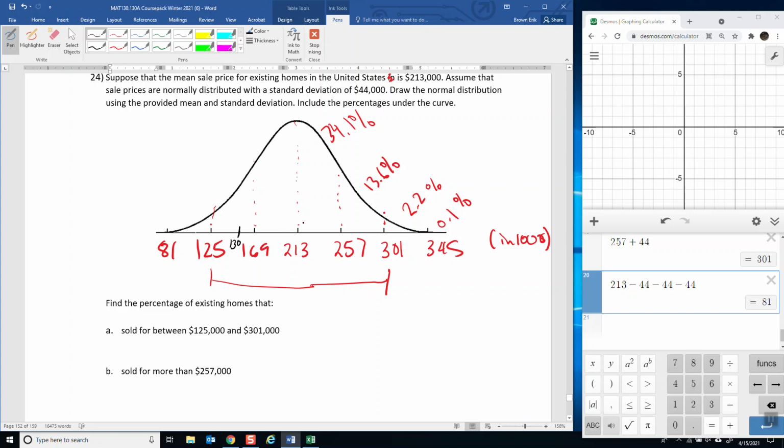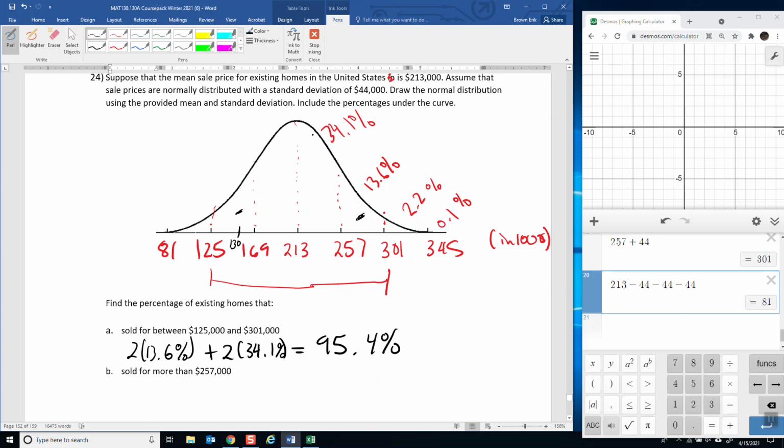All right, so we're adding up all of these percentages. So we have two 13.6s. That's this one and this one. And then we have two 34.1s. And I happen to remember that we used this number in one of our calculations before, so it's 95.4%.